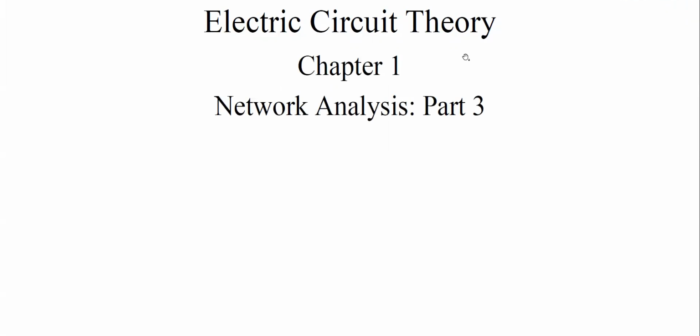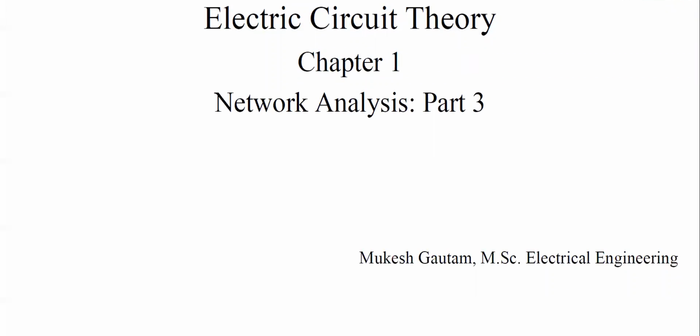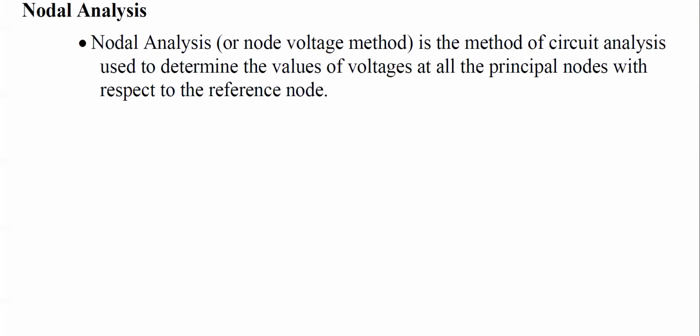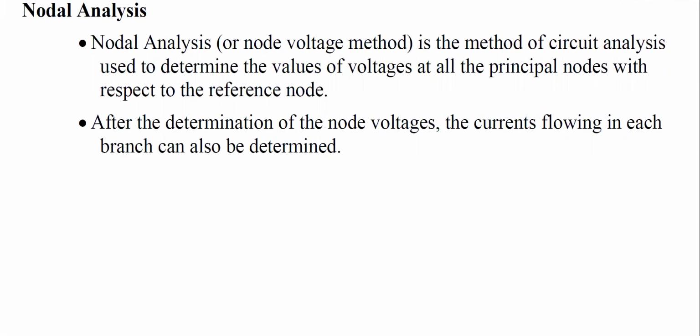We'll start with part 3 of chapter 1, that is network analysis. We'll start with nodal analysis. Nodal analysis is also referred to as the node voltage method, and it is the method of circuit analysis which is used to determine the values of voltages at all the principal nodes with respect to the reference node. After the determination of the node voltages, the currents flowing in each branch can also be determined.